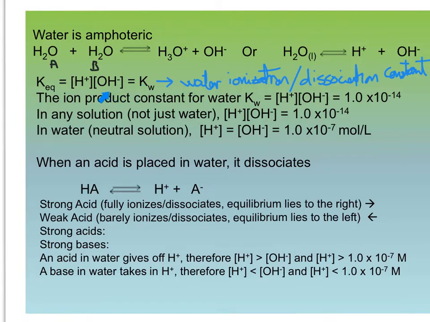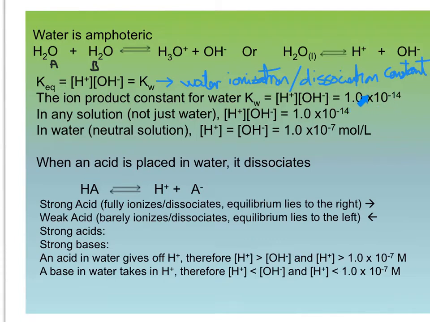So at room temperature, 25 Celsius, standard temperature, the ion product constant for water, which is the same thing as the water ionization or dissociation constant, Kw, at room temperature is equal to the concentration of H plus times the concentration of OH minus, we said, and that turns out to be 1.0 times 10 to the negative 14. Remember, K is a constant if you are at a certain temperature. So at 25 Celsius, which is room temperature, the Kw for water is 1.0 times 10 to the negative 14.